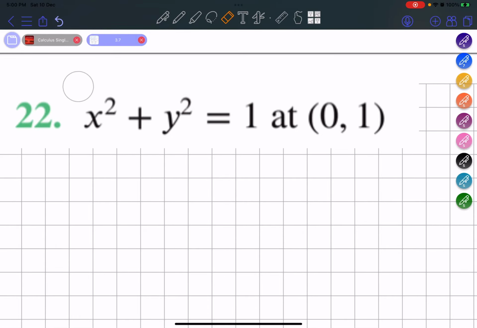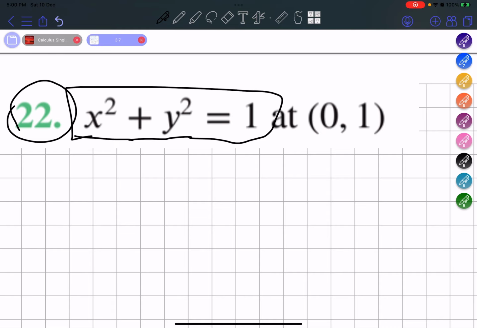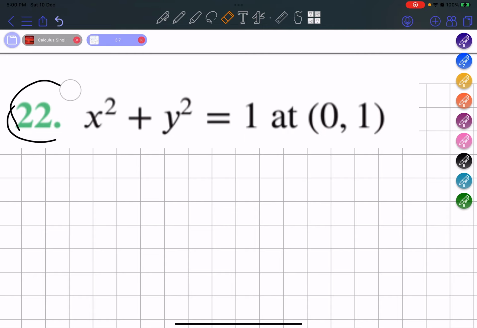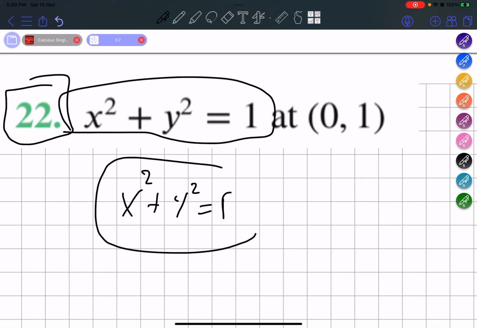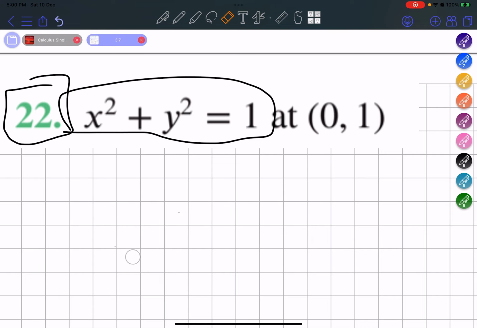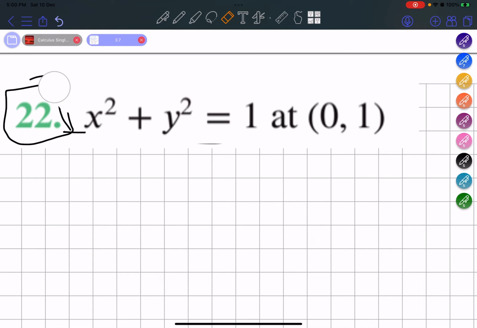Okay, so explaining question number 22. First of all, they give us the equation x squared plus y squared equals 1. Now this is an implicit equation. And actually, if they ask us what this equation is, x squared plus y squared is equal to what? It is equal to r squared, because this is the equation of a circle. In this case, our r is 1, but this is unrelated to the question.